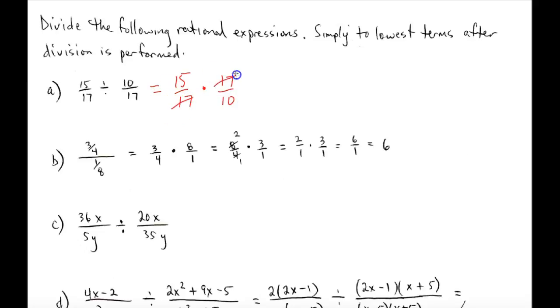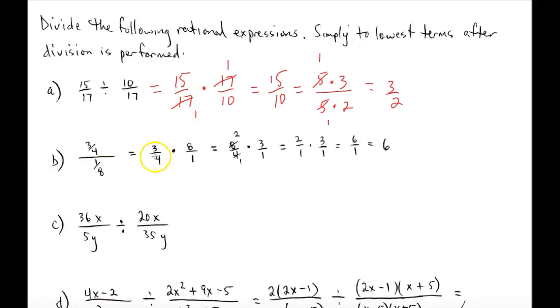So of course we have a common factor of 17, so that reduces to 1. And now we have 15 over 10, and 15 is just 5 times 3. 10 is 5 times 2. Have common factors there, and we see that our answer is just 3 over 2.